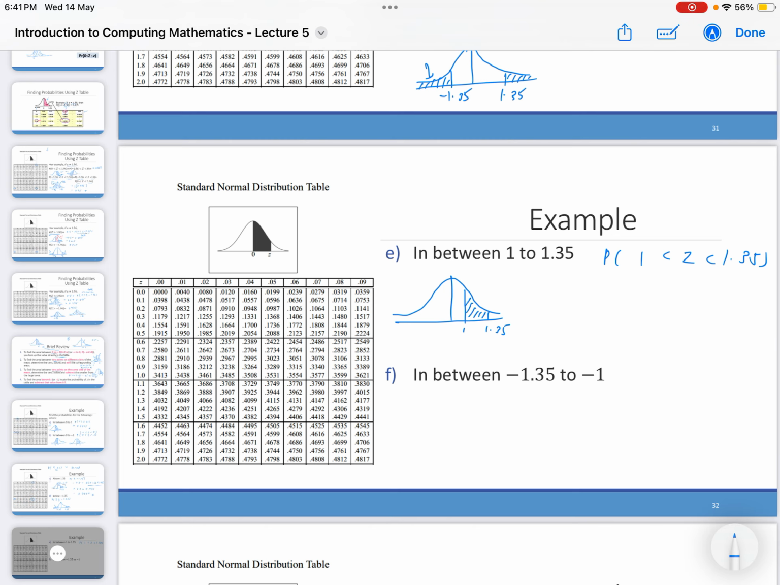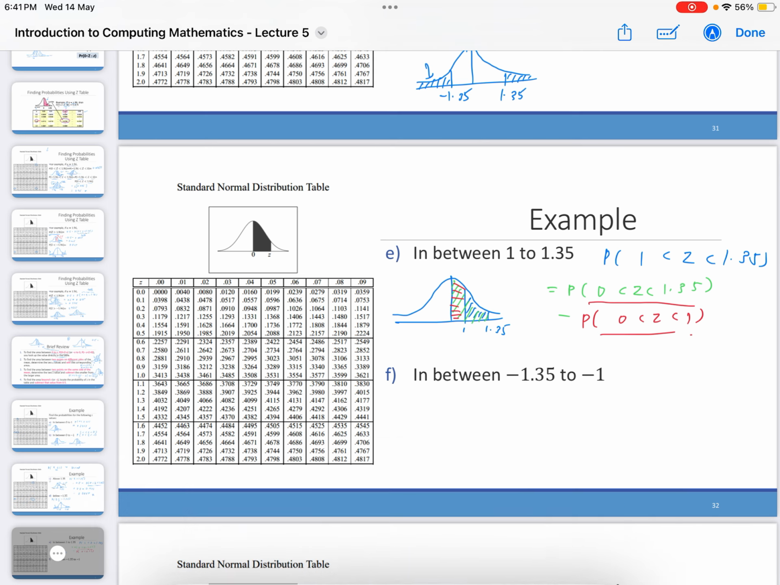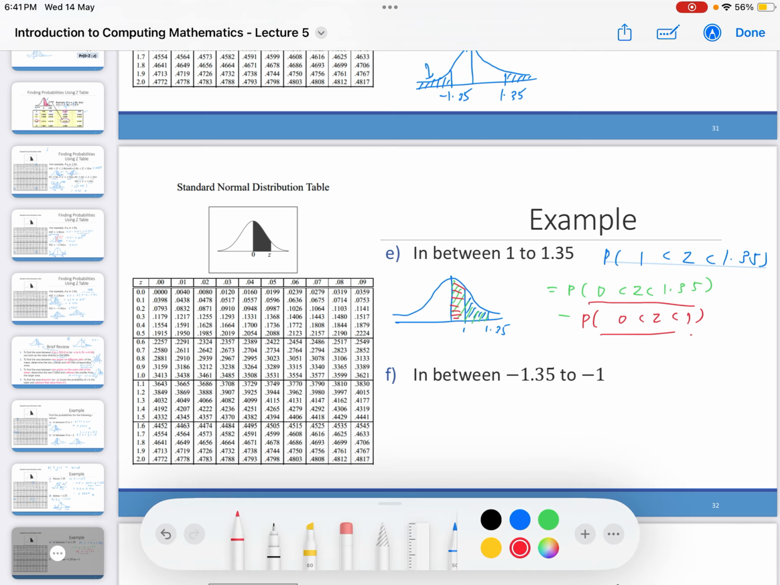Okay, so this one actually we have to subtract. So the larger area minus the smaller area. So the larger area, the green, which is probability of Z from 0 to 1.35. Okay, and then minus the smaller area. So the smaller area is actually this one, the one in red, to get the blue region. So the one in red is actually probability of Z from 0 to 1. So once we have this form, you guys can look the value here directly from the table.